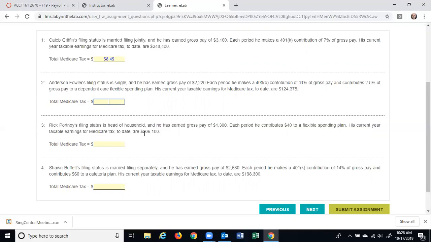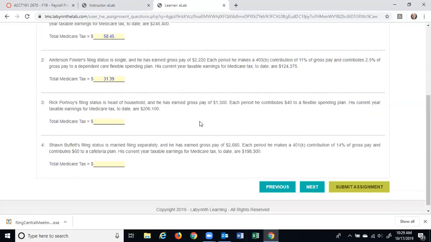Now here, this individual is filing head of household, and the threshold is $200,000, and to date their wages are at $124,375. They're filing single. There is no additional Medicare, so this one would be just straight up all Medicare, 2,164.50 times 0.0145, and that would be a total of $31.39.